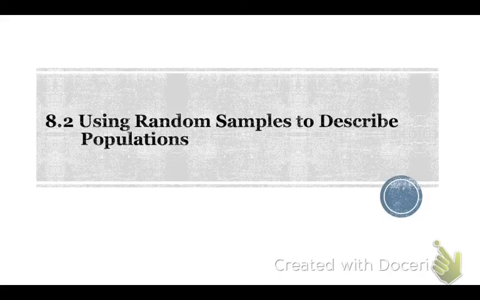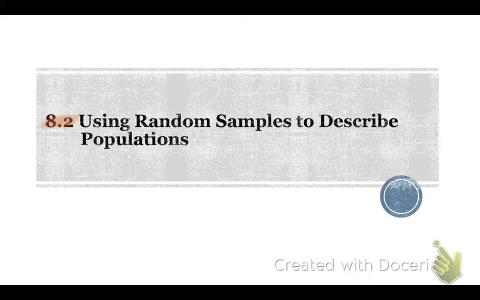Today we're doing 8.2, using random samples to describe populations. So we did talk about last week the difference between a sample and a population. Which one was the larger amount? Population. The population, okay? And then we learned that a sample was just a part of the population. Underneath that we learned two kinds of samples, unbiased and biased.